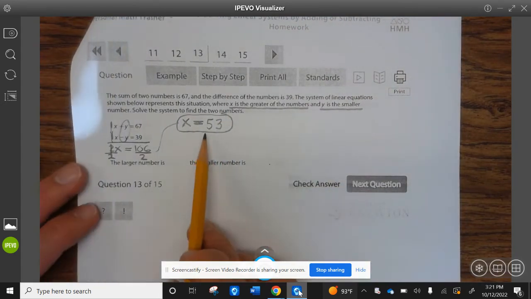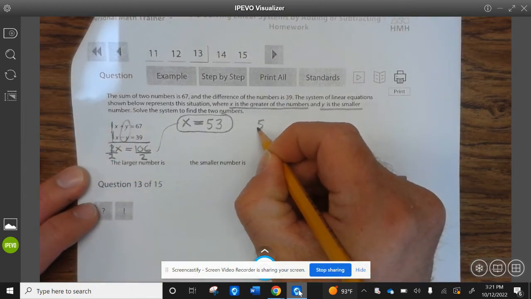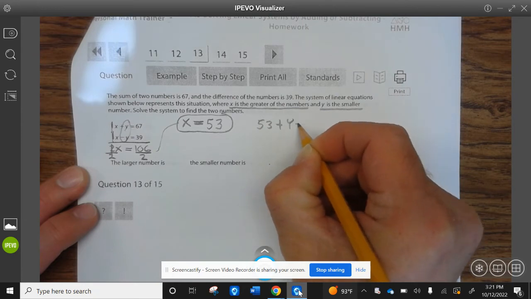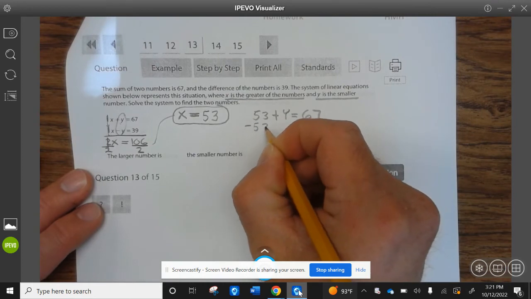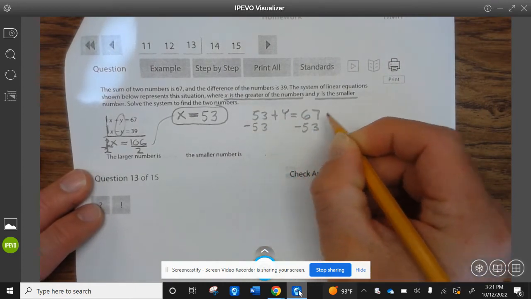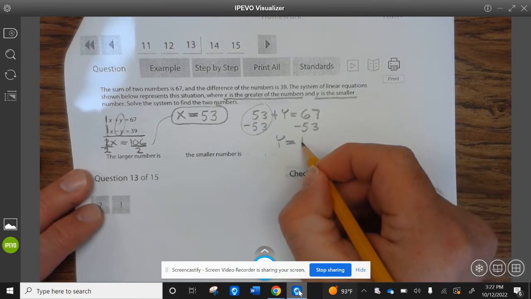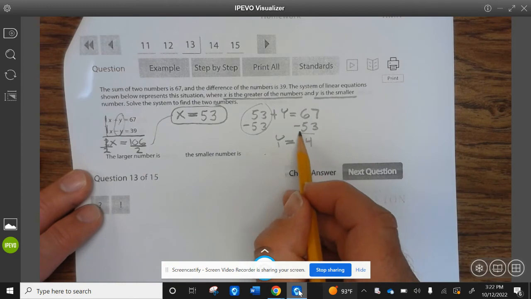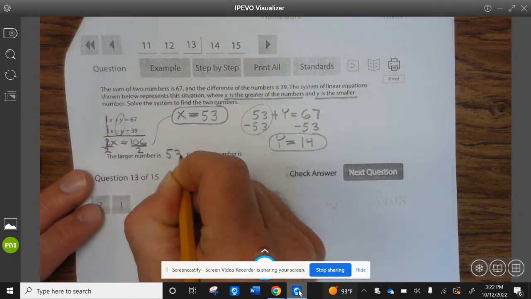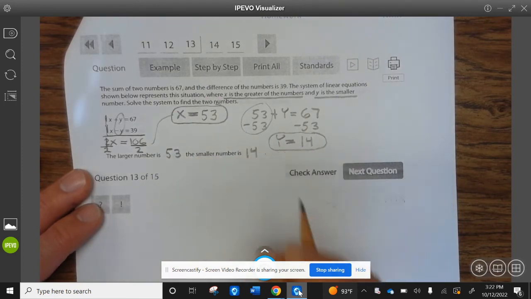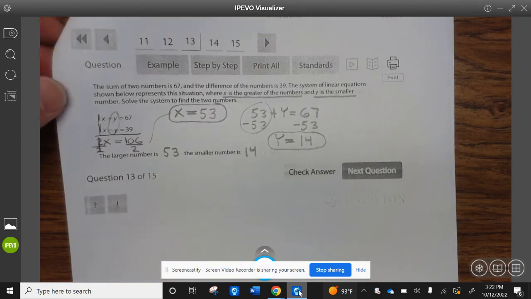Okay, now we're going to plug that into either equation to solve for y. I'm going to plug into the first one because the y is positive, so that's 53 plus y equals 67. We're going to subtract 53 from both sides. That becomes 0. You get y equals 14. So the larger number is 53 and the smaller number is 14. All right, go ahead and finish up that example.